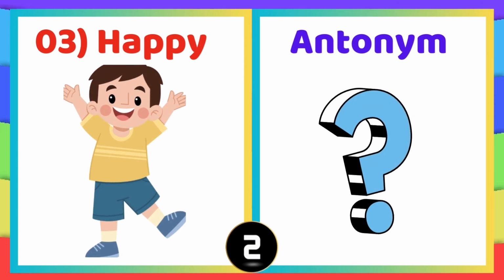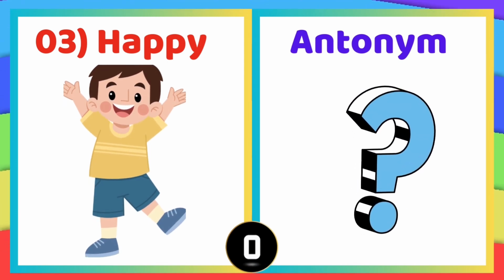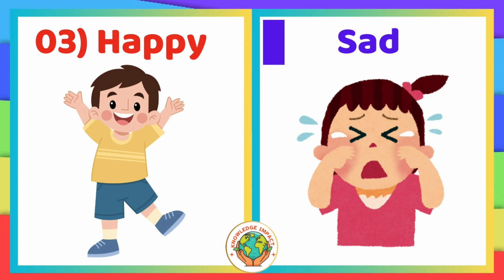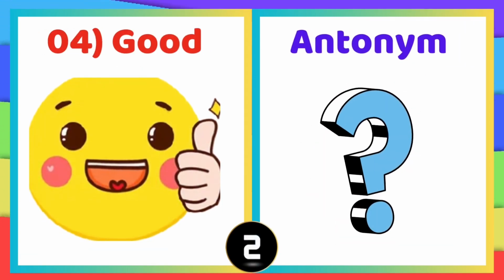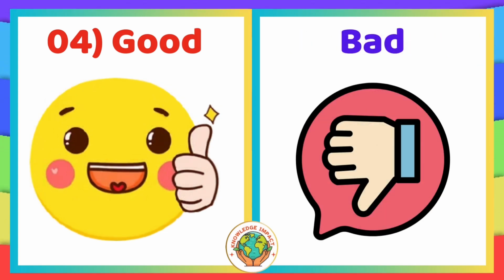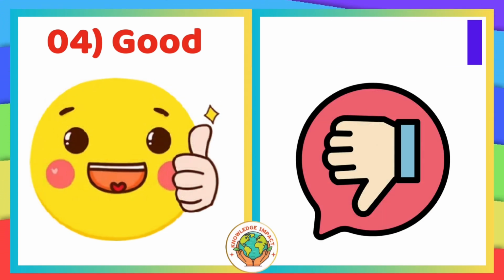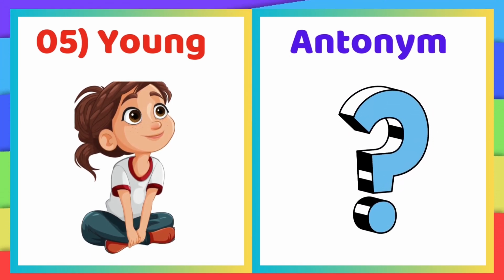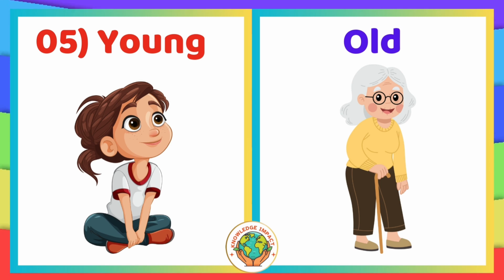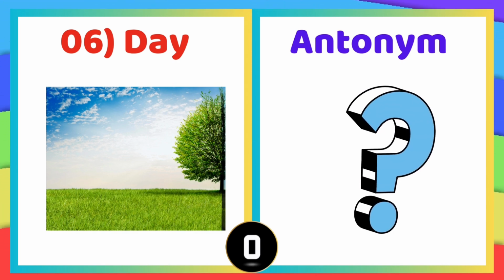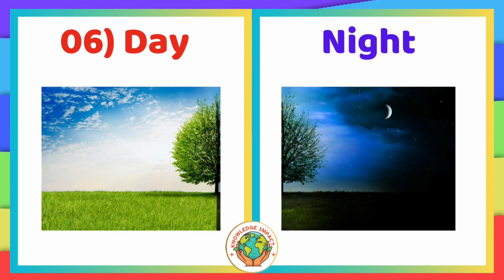What's the opposite of the word happy? Sad. If good is one side, what's on the other side? Bad. Can you name an antonym for young? Old. Can you name an antonym for day? Night.